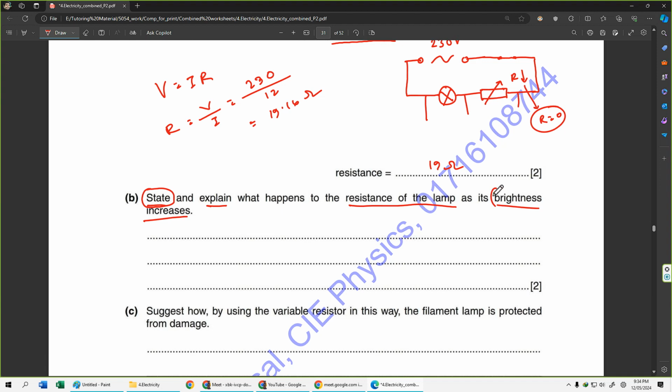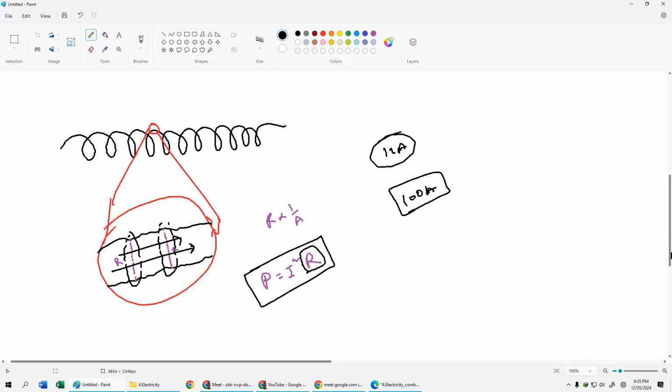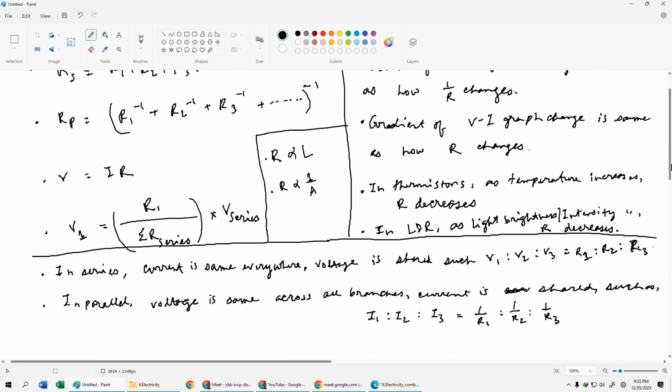So the brightness increases. The brightness increase necessarily means that the filament lamp is becoming warmer. So whenever the filament lamp becomes warmer, essentially what happens to the resistance? Resistance increases. Did I write decrease over here? I think I messed up somewhere over here. Did I mess it up? No, I did not mess it up.